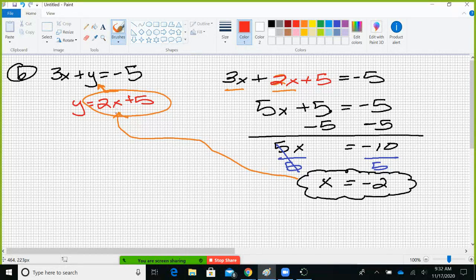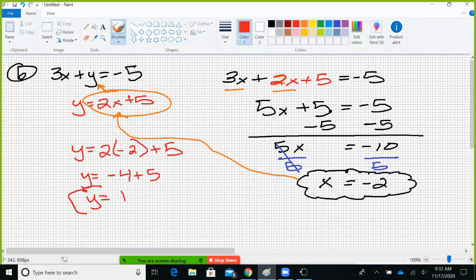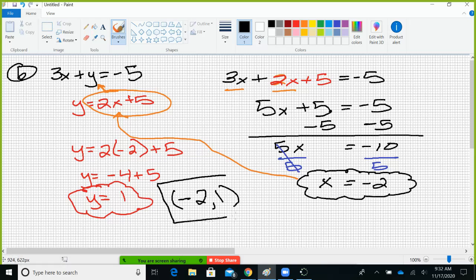Okay, perfect. Plugged it right in here for the x, so you get y equals 2 times negative 2 plus 5. Y equals 2 times negative 2 is negative 4 plus 5. Y equals 1. All right. So we now have what we think our answer is. We think our answer is negative 2, 1. That's what we think our answer is.